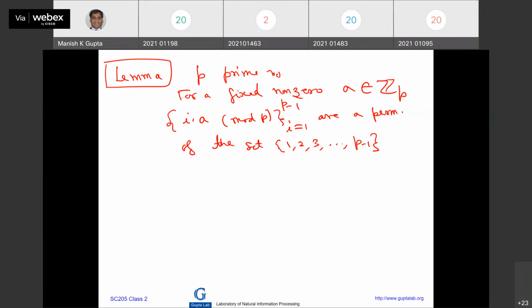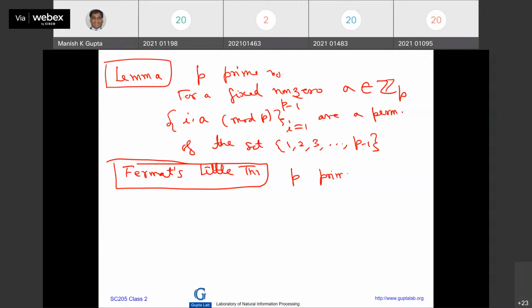So that is it. Now let us give you an idea of Fermat's little theorem. P is a prime number. A raised to power p minus 1 mod p is equal to 1 in Zp, for each non-zero a in Zp.